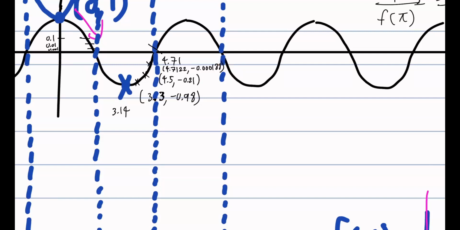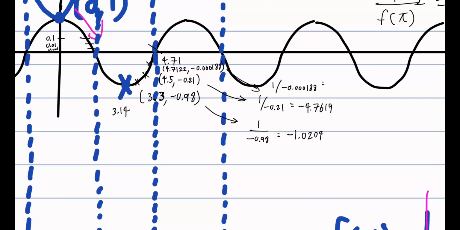So what happens to 1 over f(x)? It will be 1 over negative 0.98, 1 over negative 0.21, 1 over negative 0.000188. What does that equal to? Let's see. Type in the calculator. 1 divided by negative 0.98, negative 1.0204. How about 1 over negative 0.21? You get negative 4.7619. How about 1 divided by negative 0.000188? You end up with something like negative 5319, 5,000.